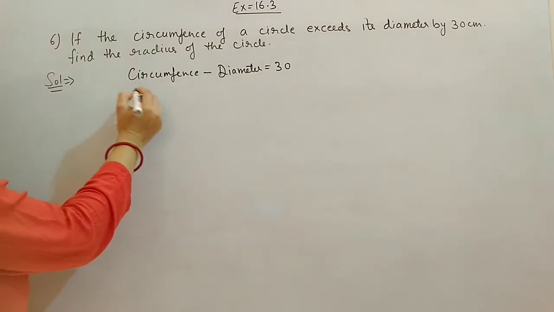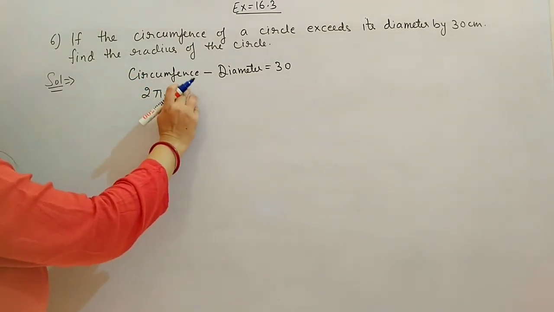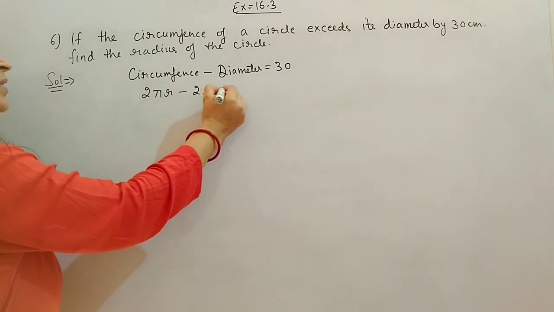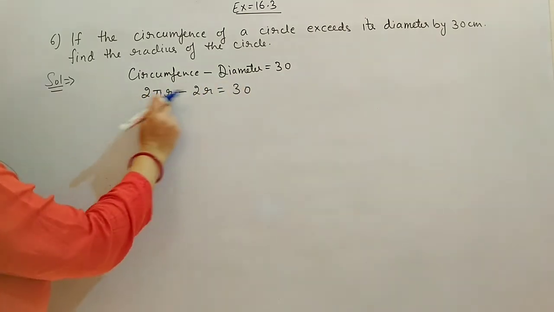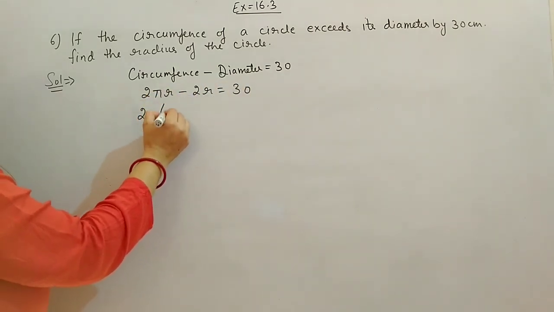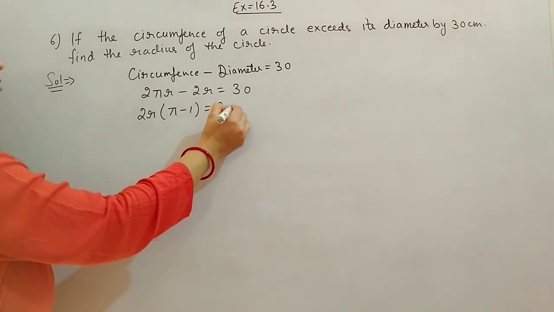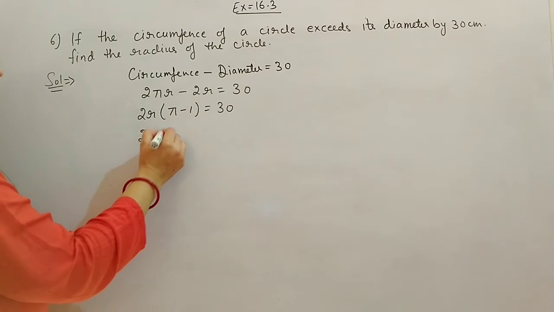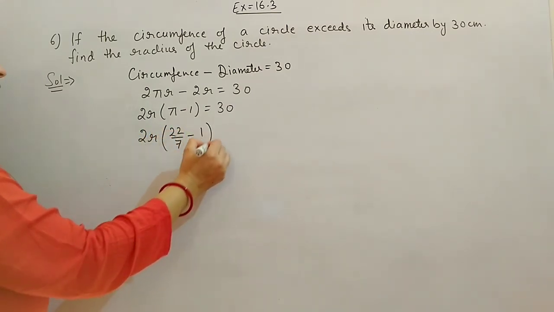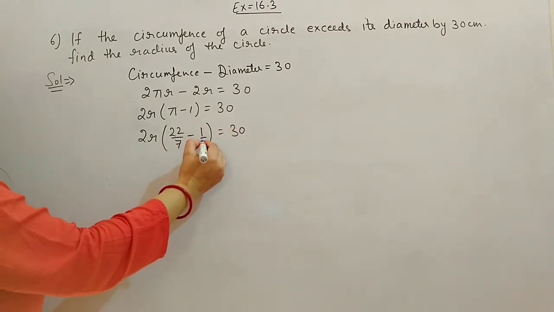So the formula for circumference is 2 pi r and diameter is double of radius. So diameter we can write as 2r, equal to 30. Now from these two, 2r we can take out common, then inside the bracket we have pi minus 1, equal to 30. 2r, pi value we can write 22/7 minus 1, is equal to 30. Here we can take LCM.